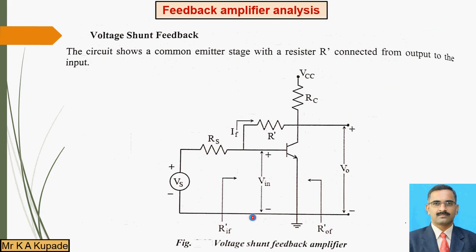Now next one is the voltage shunt feedback. Here the circuit shows a common emitter stage with R dash connected from the output to the input. See here VS, IF, R dash connected from the output to the input, and from that you are going to calculate R dash of F, that means output feedback resistance and input feedback resistance. So Vin is obtained between the base and emitter here. Remember this, here R dash is the feedback element.